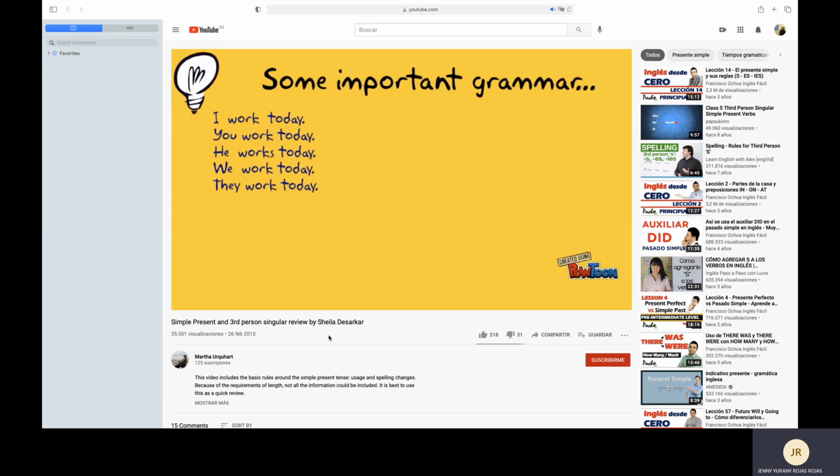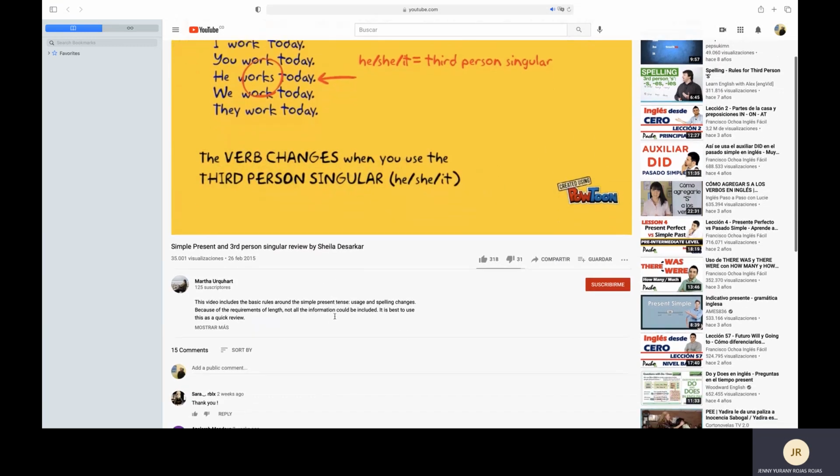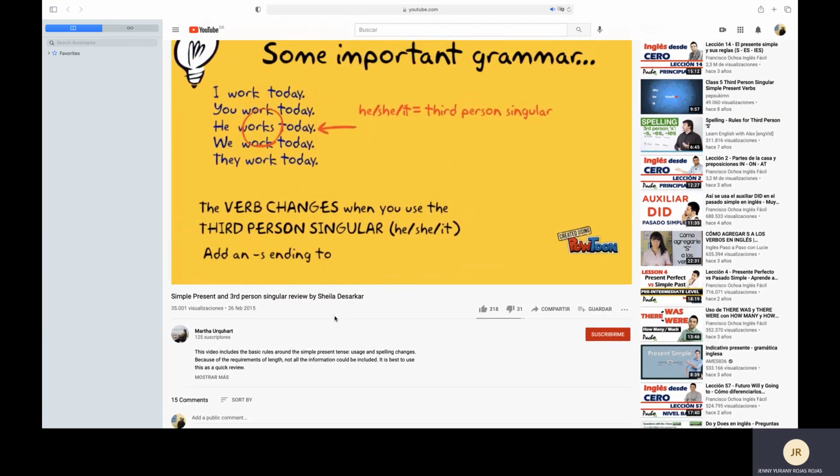If we look at the sentence, I work today, pay attention to the verb work when you change the person. I work, you work, he works. Notice that the verb changes when you use the third person singular. We add an S to the ending of the verb.